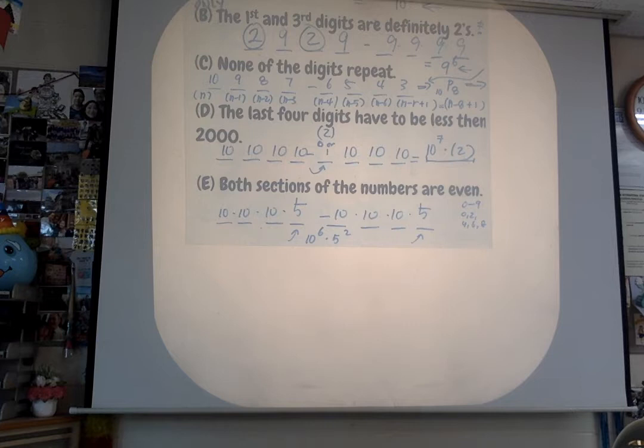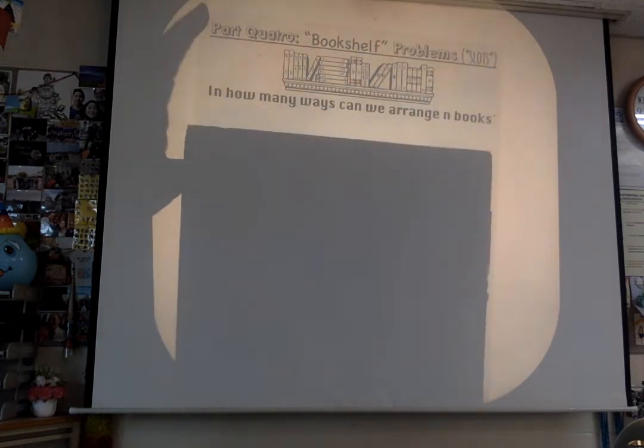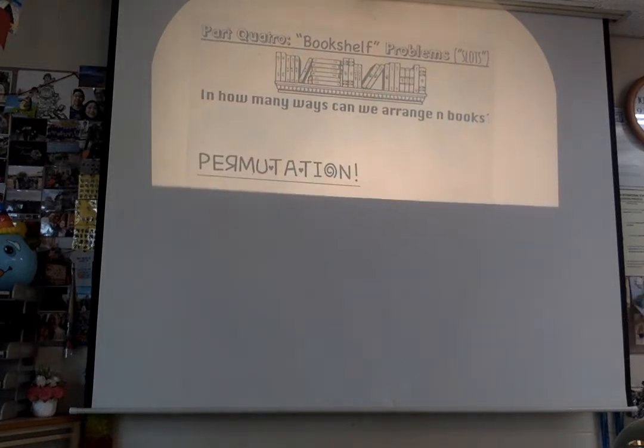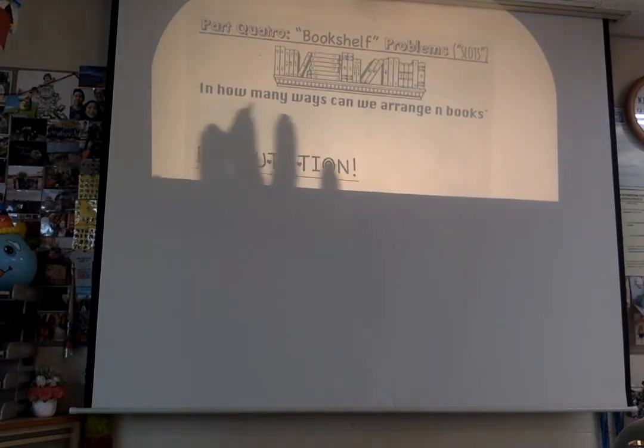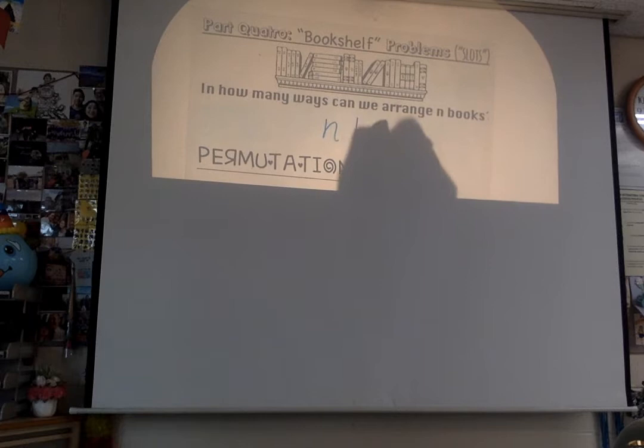Those are the telephone kind of problems. But of course, it doesn't have to always be a telephone, okay? All right, let's take this out. All right, let's move on to part 4, part quattro, bookshelf problems, slots, okay? Again, slots, right? Now, book slot problems. So this is where you use a lot of permutation, okay? In how many ways can we arrange n number of books? As we talked about, it's n factorial, okay?